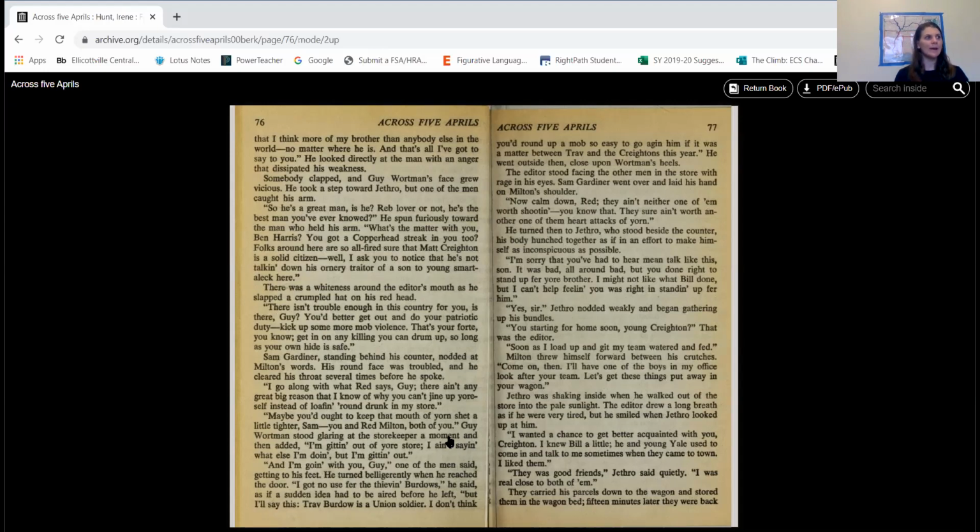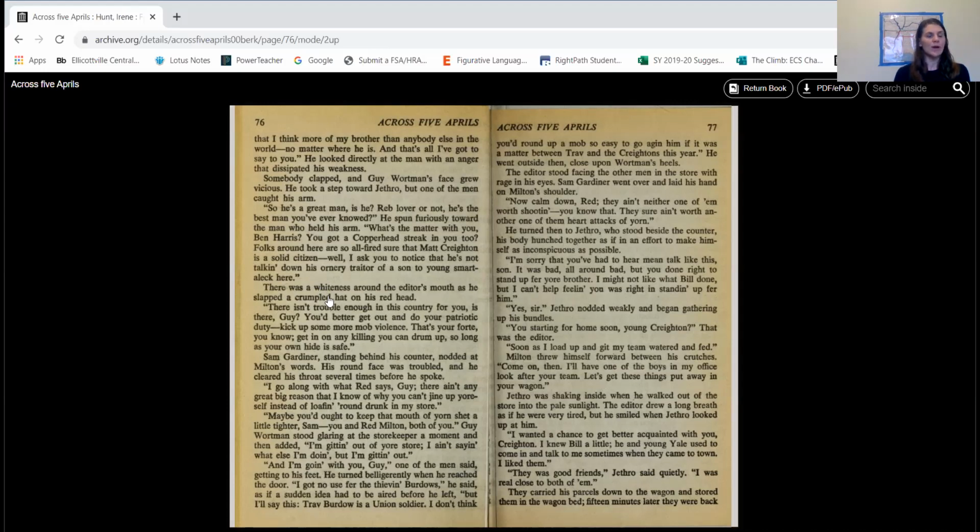So he's a great man, is he? Reb lover or not, he's the best man you've ever knowed? He spun furiously toward the man who held his arm. What's the matter with you, Ben Harris? You got Copperhead streak in you too? Folks around here are so all fired sure that Mike Crichton is a solid citizen. Well, I ask you to notice that he's not talking down his ornery traitor of a son to young smart aleck here.